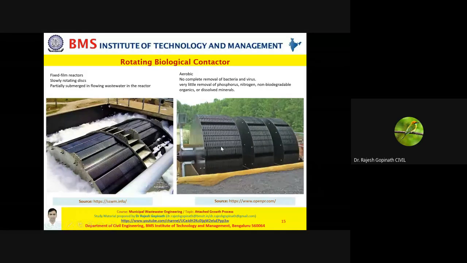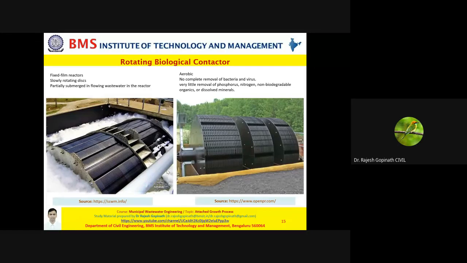When the wastewater flows into these, they slowly rotate. Please note these discs are fixed films, and they rotate at a very slow rpm. Please also remember that they are not completely submerged in the wastewater, only partially. As you can see here, one portion of the RBC is exposed to the air. So this is an aerobic process, and since it is constantly rotating, it is predominantly an aerobic process.